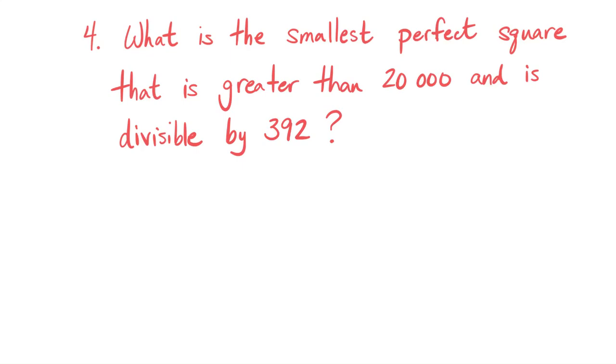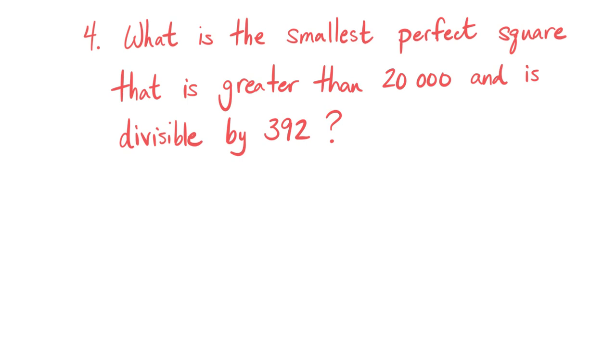Hey, everybody. I want to walk through a solution to question 4 from today's practice. So you see the stumper on your page. What is the smallest perfect square that is greater than 20,000 and divisible by 392?